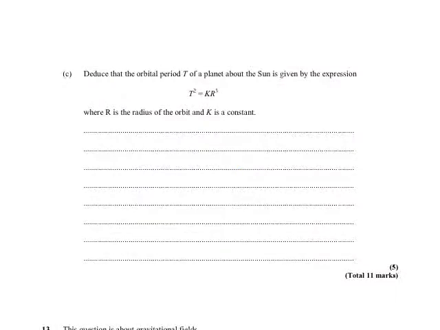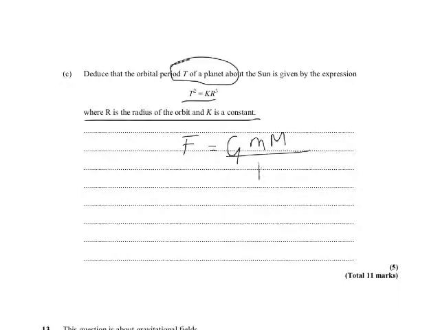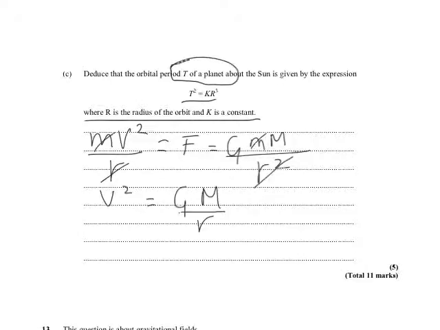Okay, deduce that the orbital period T of a planet around the Sun is given by the expression T squared equals a constant times r cubed, where r is the radius of the orbit and k is any constant value. Okay, so we're going to start with our force relationship. That on the one hand is equal to the product of the masses over the distance squared, but in circular motion is also equal to the mass times the velocity squared over r. And let's do some simplifying. Okay, so that gives us this expression.